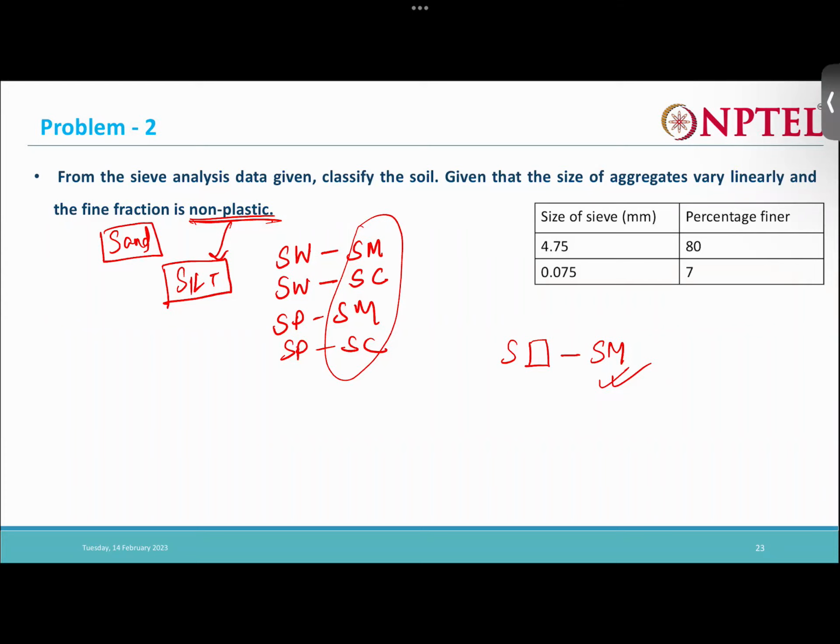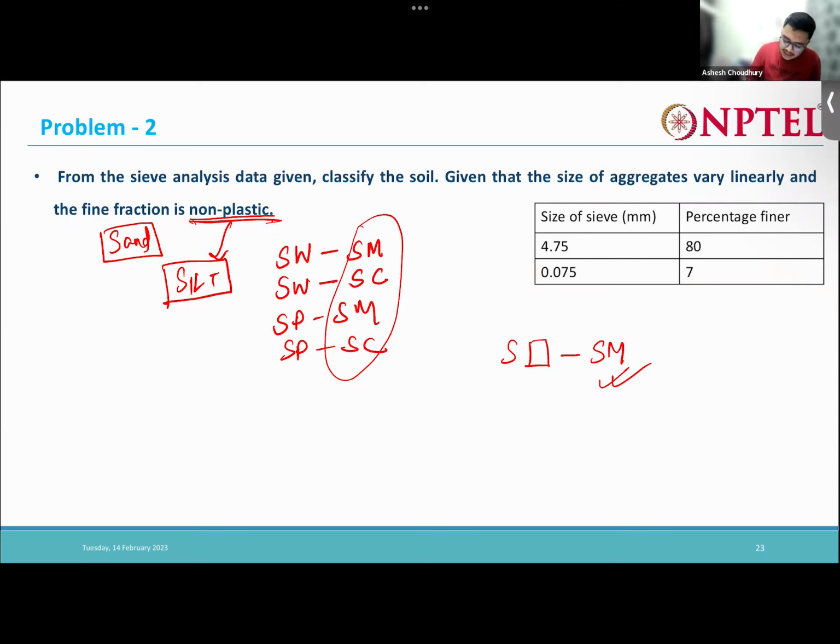We have to find out CU and CC. Exactly. You need to find out CU and CC. So in order to determine CU and CC, we need to find out the D10, D30, and D60 sizes. So how can we find this out from this data?